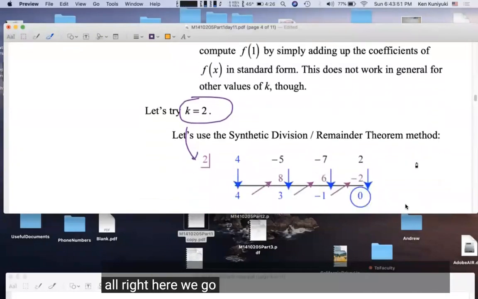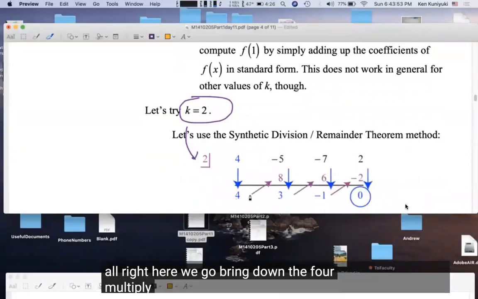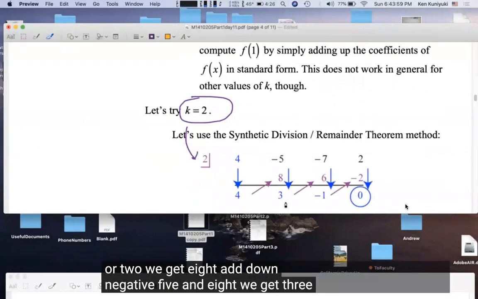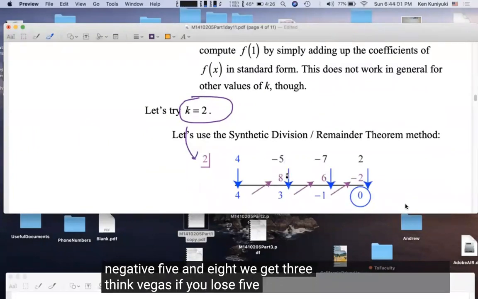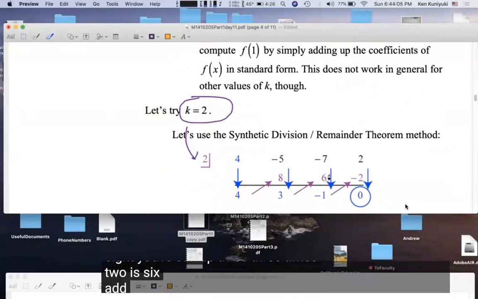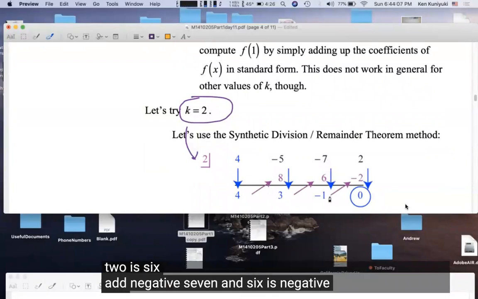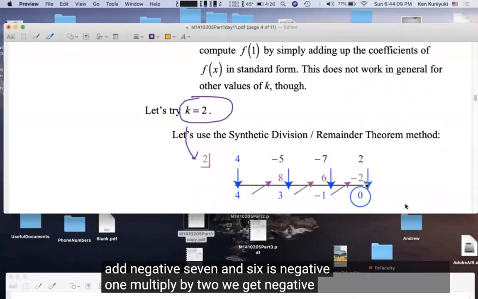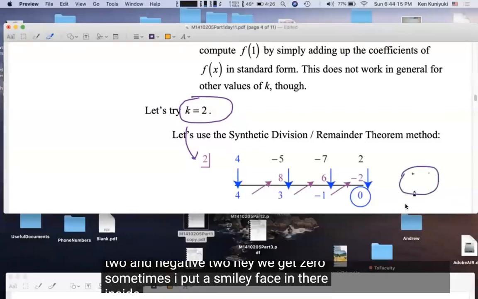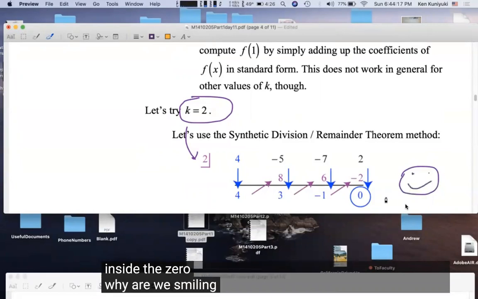All right, here we go. Bring down the 4. Multiply by k, or 2, we get 8. Add down, -5 and 8, we get 3. Think Vegas. If you lose 5 and win 8, you're still up 3. 3 times 2 is 6. Add, -7 and 6 is -1. Multiply by 2, we get -2. 2 and -2, hey, we get 0. Sometimes I put a smiley face inside the 0. Why are we smiling? Because, well, here's why.